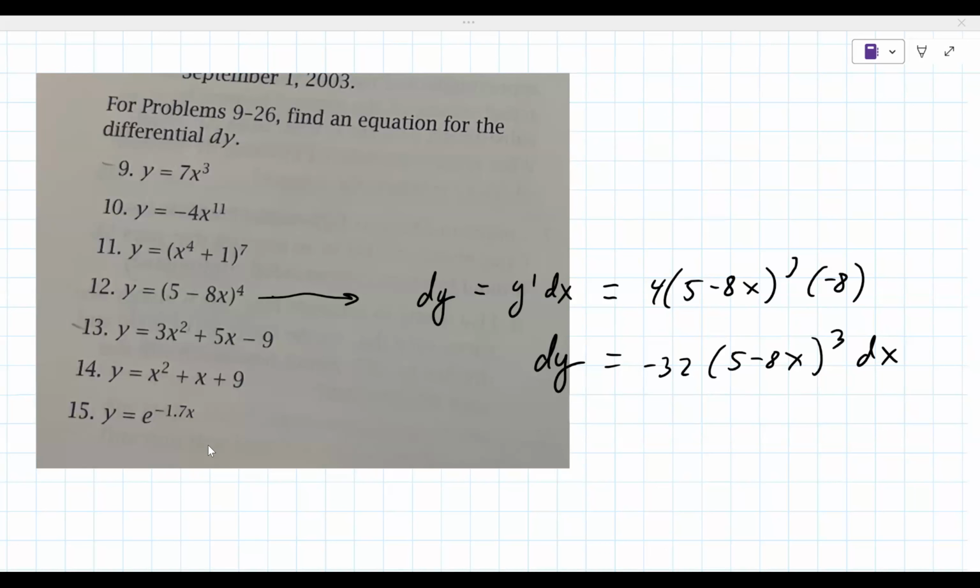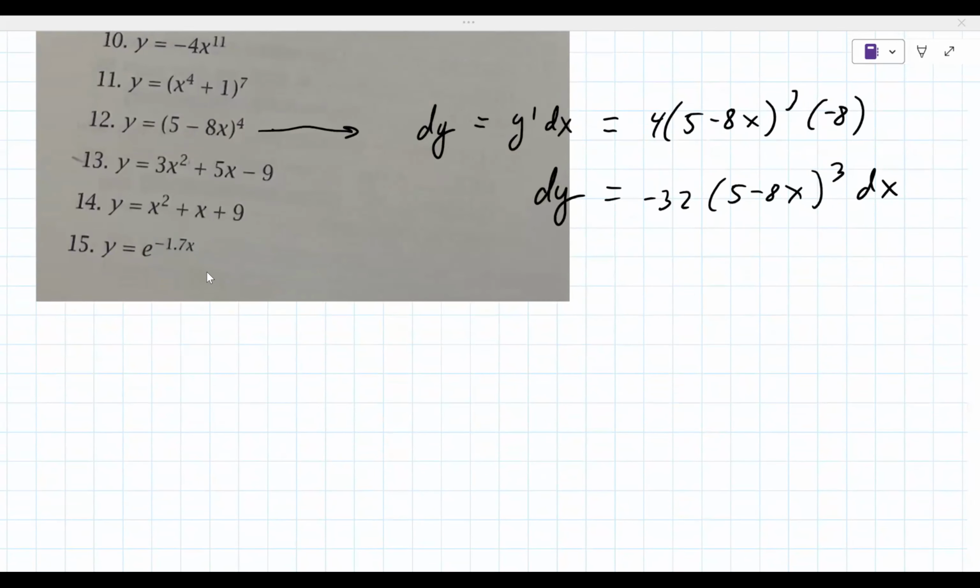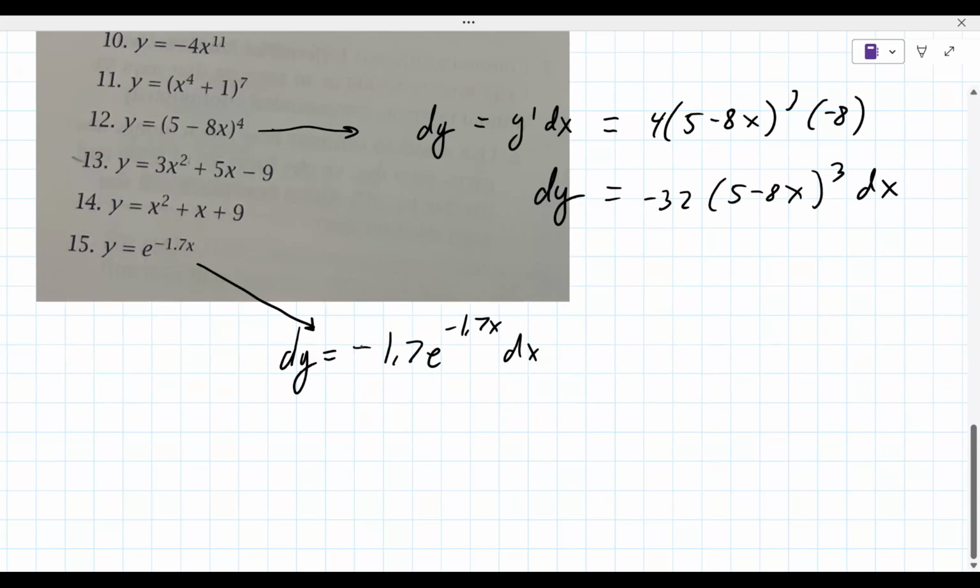So that's where I'm not quite sure where you guys are going. Maybe you have some other examples from class. Maybe we could do this one before we talk about error and some other things. Okay, so negative 1.7 times e to the negative 1.7x times dx? Yeah, that's dy. Okay, I could do that. So that all seems pretty straightforward here.